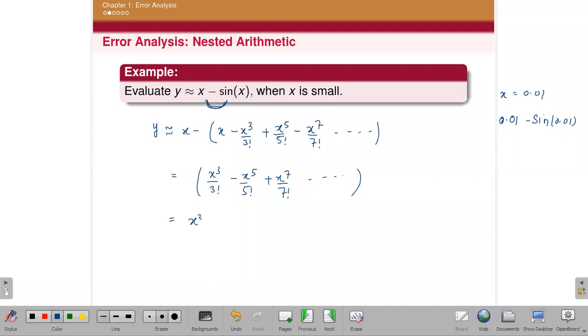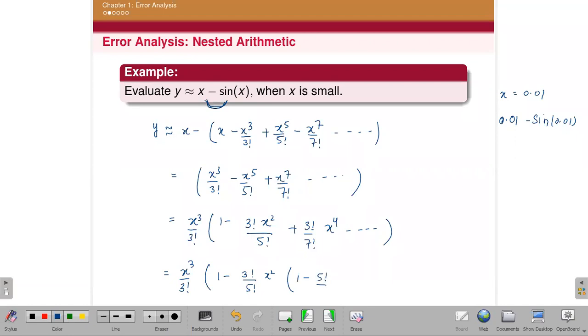So I will write it as x cube by 3 factorial, meaning I will take it common. It will be 1 minus 3 factorial into x square by 5 factorial plus 3 factorial by 7 factorial x raised to power 4, and so on. Its minimum power is 2 here, but you cannot reduce this x cube. But at least you will reduce these values, so 3 factorial and 5 factorial and x square will be common from here. Then you will get 1 minus 5 factorial by 7 factorial into x square.